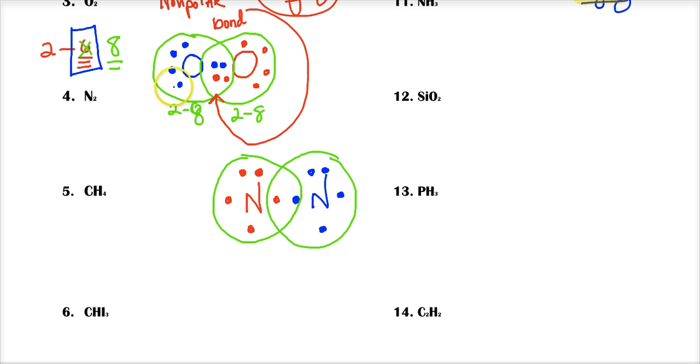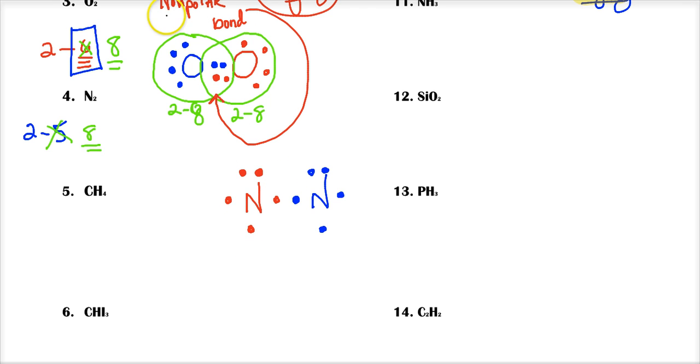Not close. Remember, nitrogen is 2-5. It wants to be what? It wants to be an 8 to be as stable as a noble gas. So this is not good enough. So what we're going to have to do is make another bond. We evaluated that each nitrogen doesn't have an 8, so we're going to make another bond here.